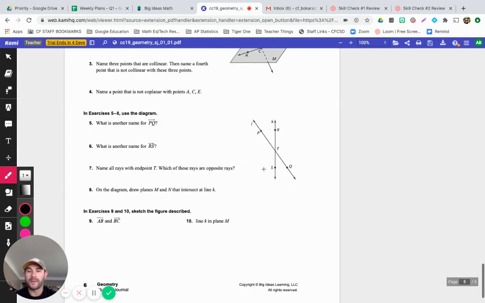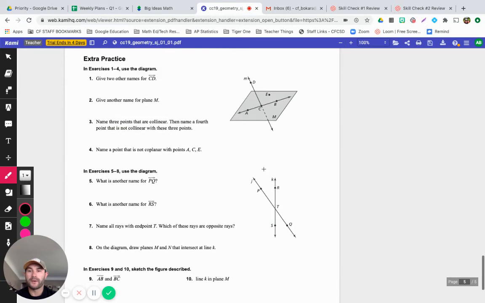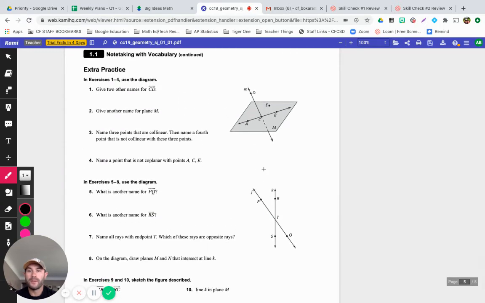This is on page 6 of your student journal. These are our example problems for section 1.1 with intro to points, lines, and planes. I'm going to take you through a couple of these. Give two other names for line CD. You can see that line CD dashes right here. That means it's going through the plane, as if you poke a hole through a piece of paper. Another name for line CD is line DC. It's not going to let me write very well.